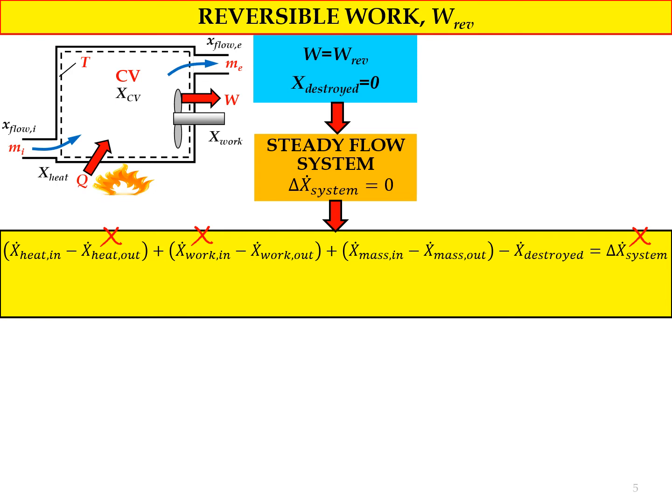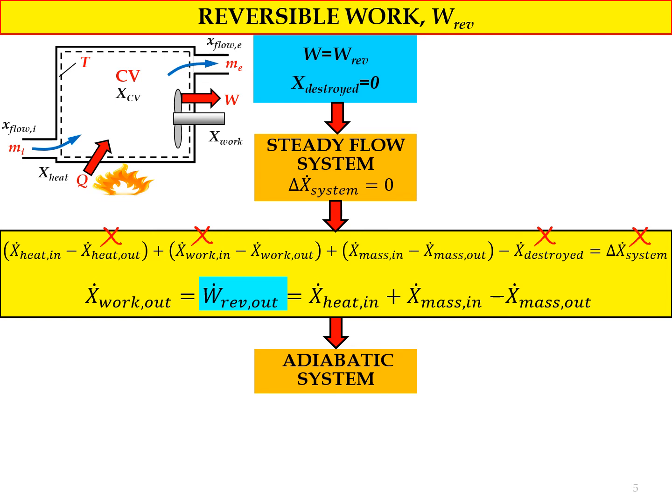And for this case, the system is a steady flow system, so the rate of exergy change of the system also will be equal to 0. And since this system is reversible, the exergy destroyed also will be equal to 0. So after we remove all these equations which are not related, the exergy work out is equal to the work reversible out, equal to the rate of exergy in from heat plus the rate of exergy from mass flow rate in minus exergy from mass flow rate out. So this is the reversible work for open system and steady flow.